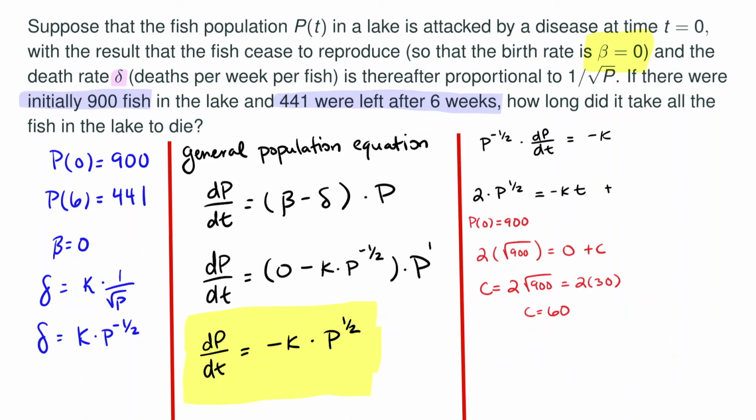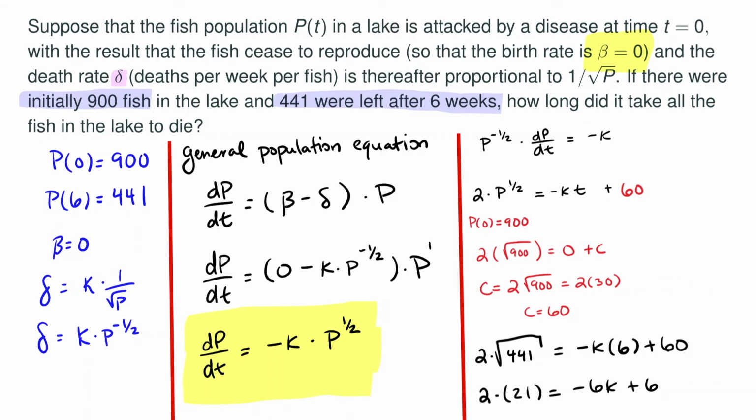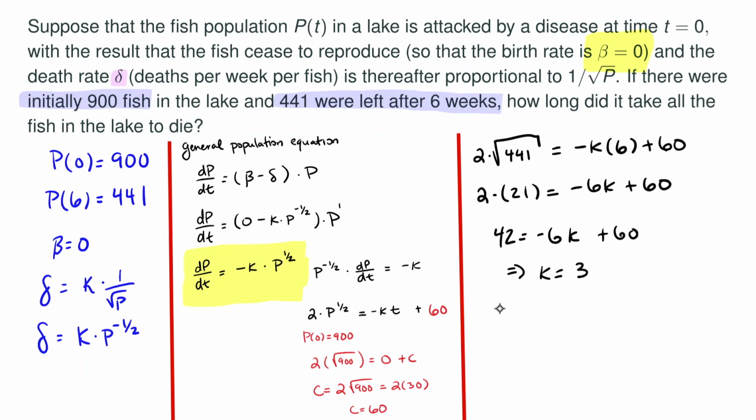Next up, now that we found the value for c, we can plug in the population at week 6 to solve to get k by itself. So we have 2 times the square root of 441 equals negative k times 6, plus 60. Now the square root of 441 is 21, so we have 2 times 21 equals negative 6k plus 60. We'll subtract 60 from both sides, divide by negative 6, and we'll get that k is equal to 3.